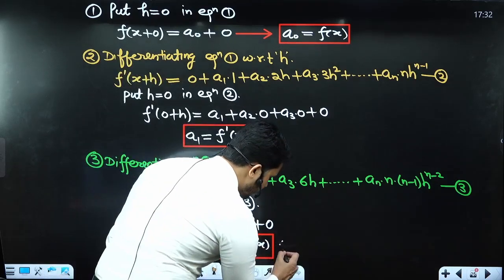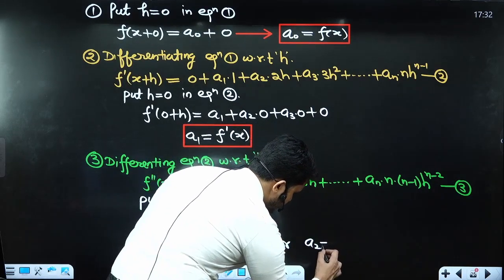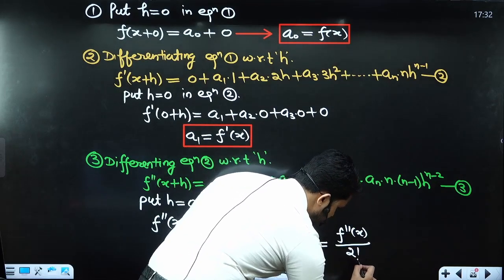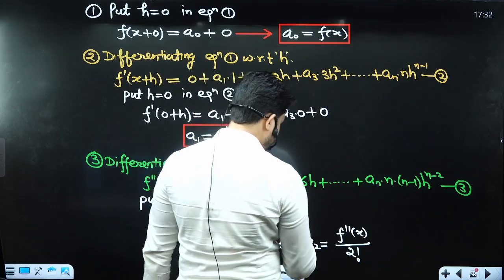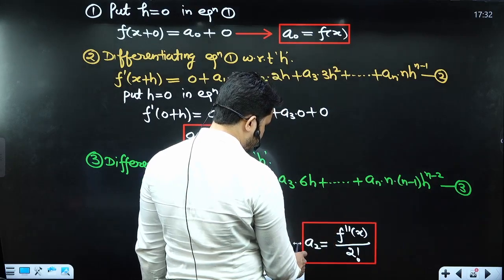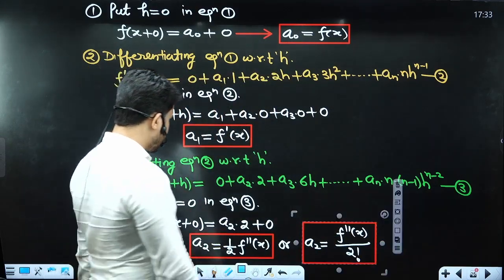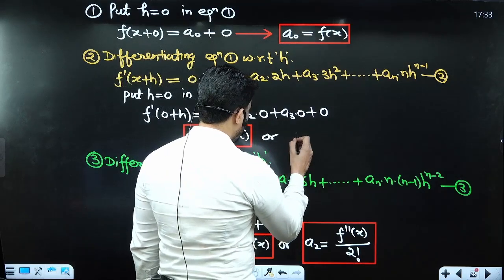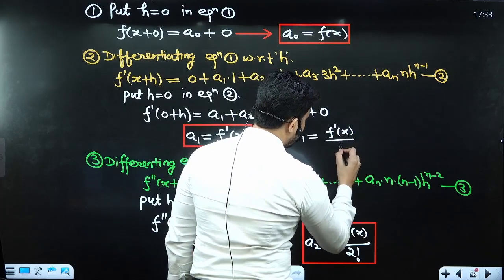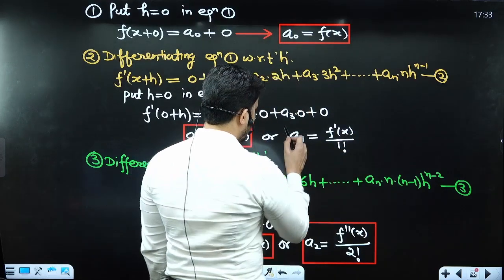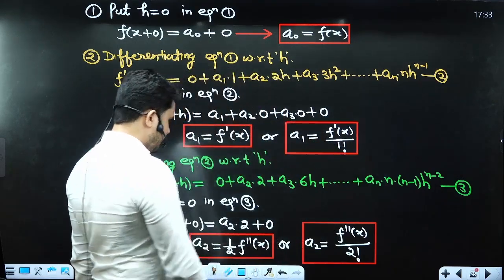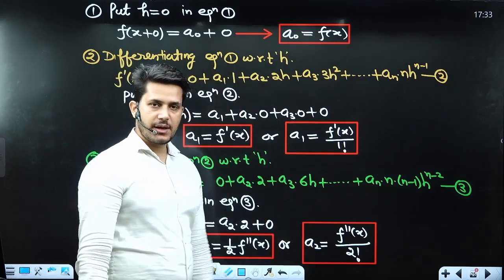Or can you write it like this? a2 is equal to f double dash x upon 2 factorial, because it is the second coefficient. The 2 in the denominator can be written as 2 factorial. Similarly, can you write a1 equal to f dash x upon 1 factorial? Yes. So this is a1, this is a2.